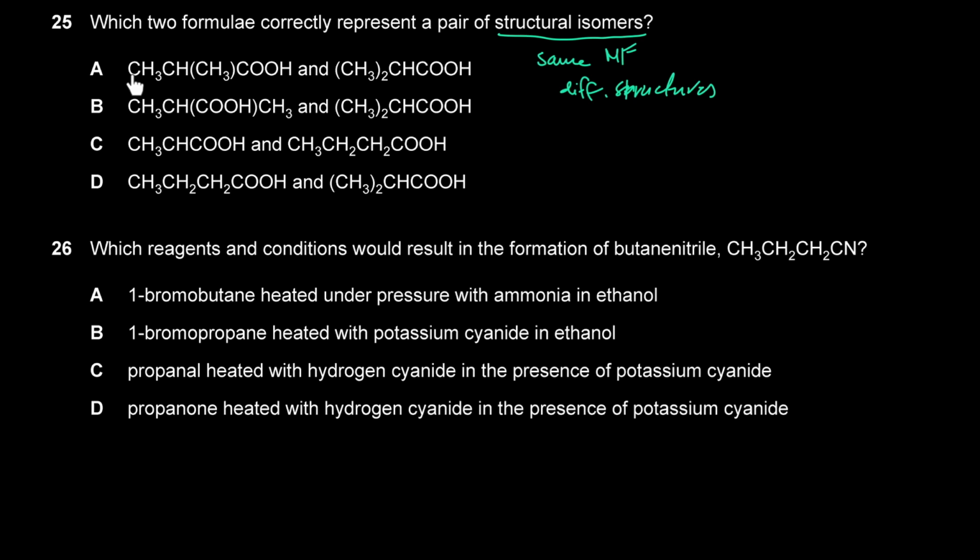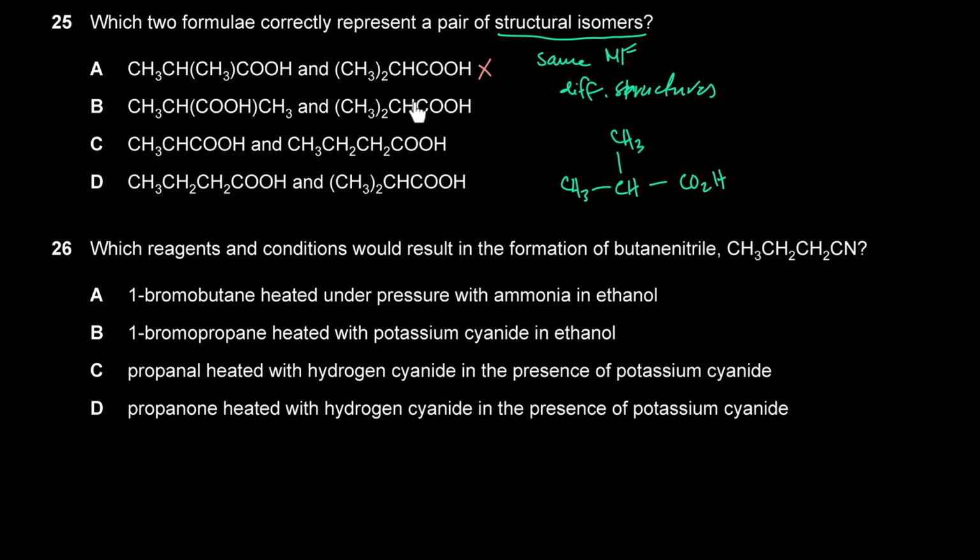Now, if you look at option A, both the options are the exact same, right? You have a CH3 bonded to a CH, bonded to a CH3, and then that's bonded to a CO2H. Here they just group the two CH3s together, whereas here they've shown them separately, but in both cases you have the two CH3s bonded to a CH. So A, they're not structural isomers, they're the same compound.